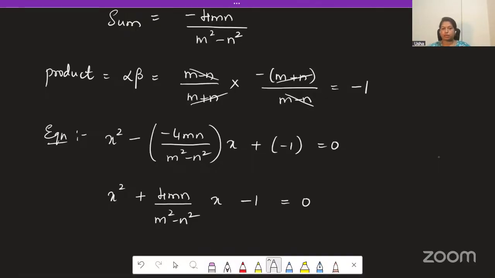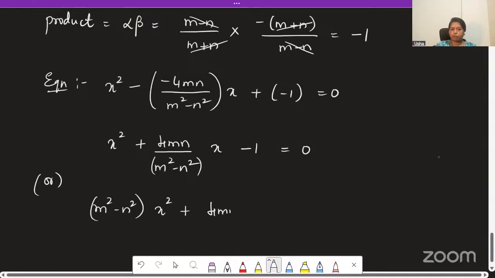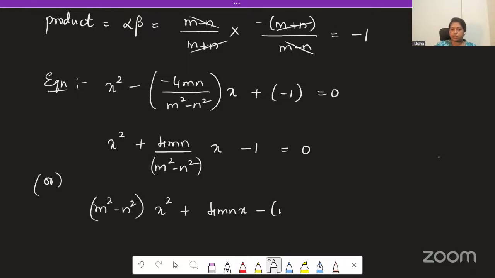You can keep it like this. Instead of multiplying, you can keep it as it is. Okay, this is your final answer. In case you want to multiply, you multiply with m square minus n square. So your final answer will be (m square minus n square) into x square plus 4mnx minus (m square minus n square) equals to 0. This is sufficient.